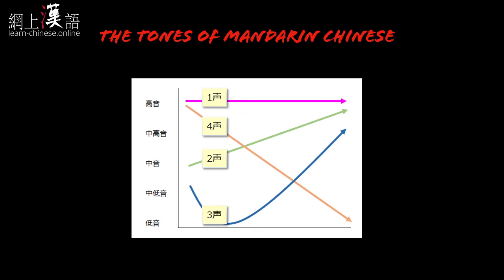Ma. Repeat after me. Ma. The second tone, in green, doesn't start on the lowest level, but in the middle, and rise to the top.